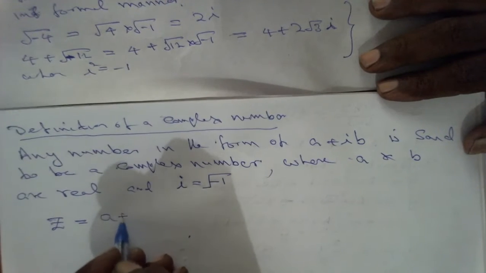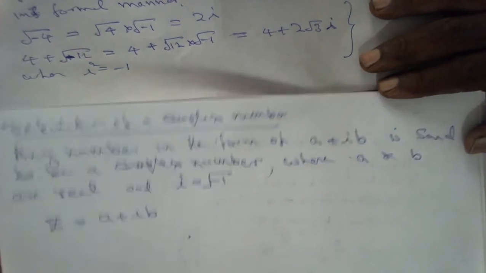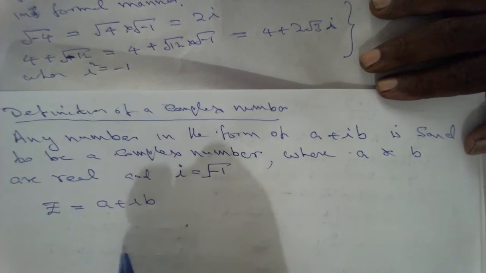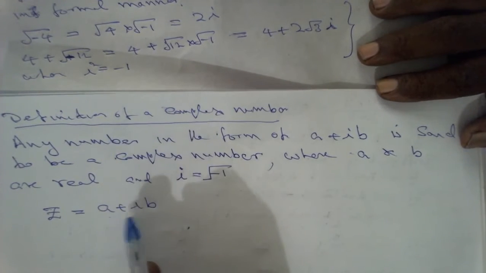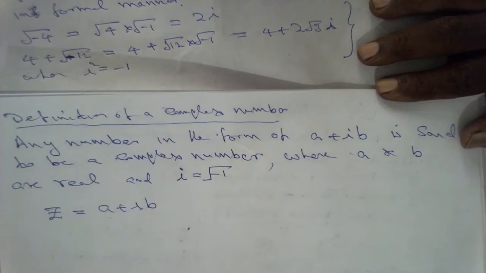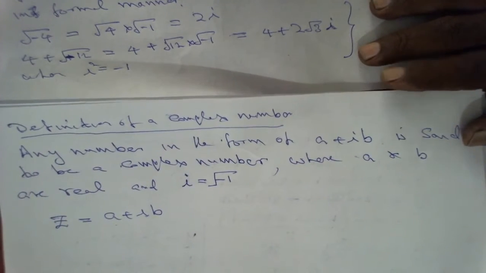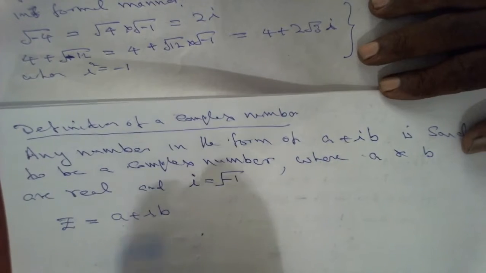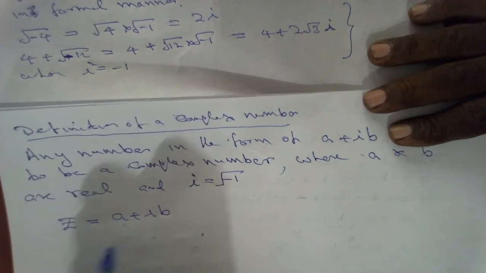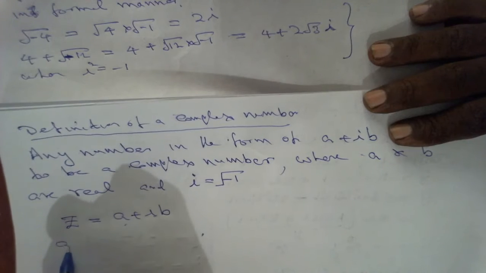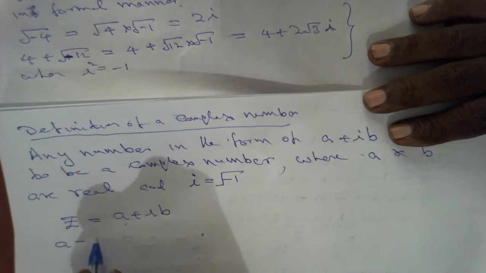You can take letter z to denote a complex number. So a plus ib. In this number, a and b are real numbers, i equals square root of minus 1, right? If you take z equals a plus ib, this part, a, is known as the real part. A is the real part.